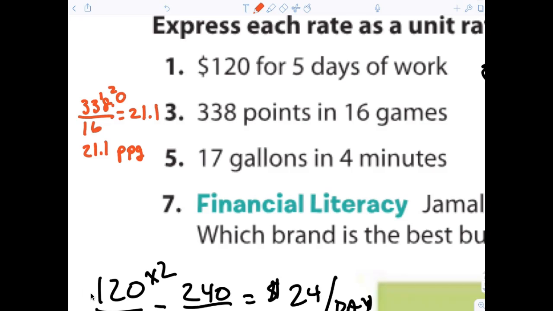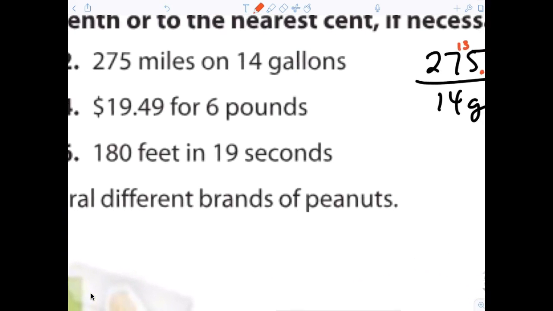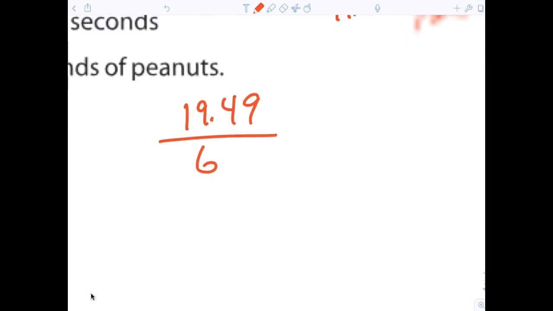All right, let's check out question number 4 now. So now I'm doing 1949 divided by 6. Really concentrate with me. We're doing money, so we have to round to the nearest penny, correct? Carmen, I want you to help me. 6 goes into 19 how many times? It wouldn't be 2 times, but 3 times.